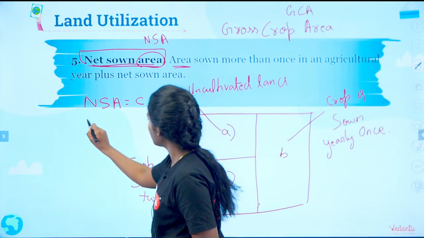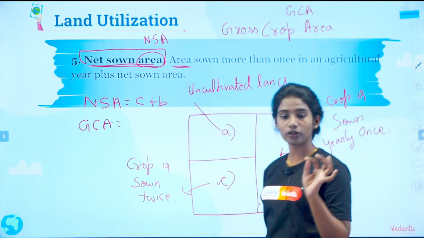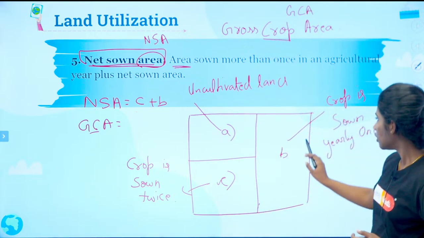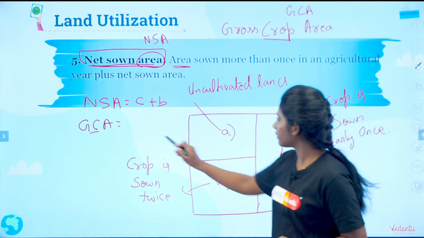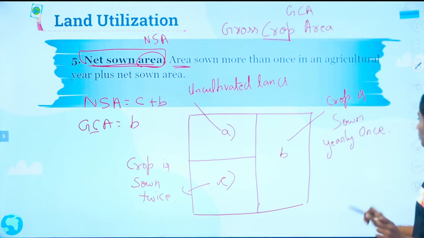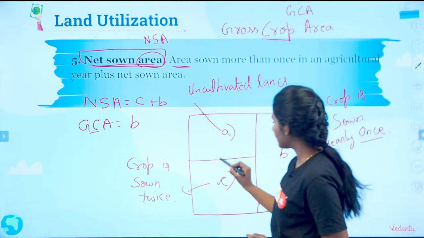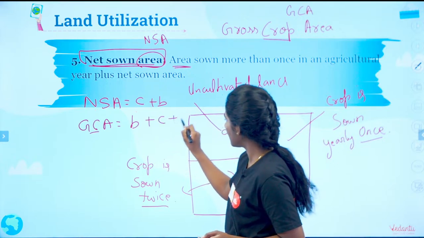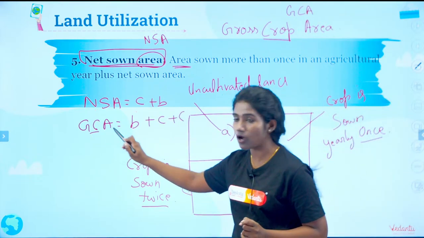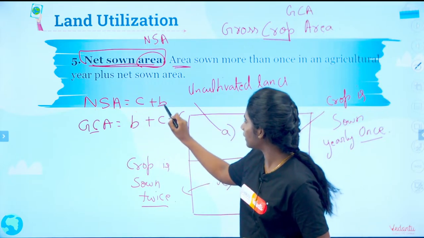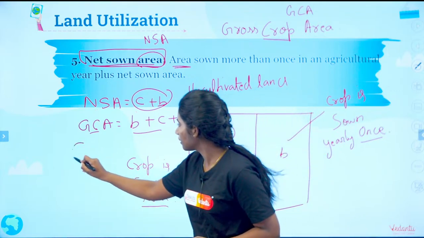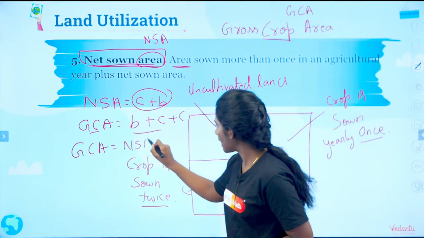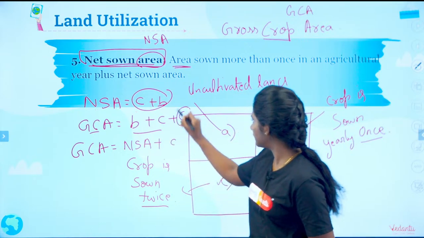Okay, and when it comes to gross crop area, here they are counting how many times the crop is sown. So for that, first they will consider B. Over here in this region, the crop is sown only once a year. So this is one. And in region C, the crop is sown twice. So, B plus C plus C. Can you see this? You can calculate it like this: gross crop area is equal to net sown area plus C, plus this C.